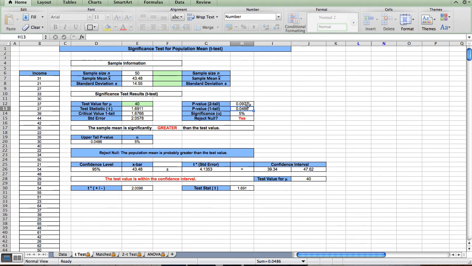This seems to disagree with my one-tailed significance result. However, confidence intervals are two-tailed. This particular confidence interval is based on plus or minus 2.0096 standard errors. And again, my test statistic was only 1.691. So the result is strong enough to be significant at the 5% level running a one-tailed test, but it's not strong enough to have two-tailed significance, which is why 40 is in my confidence interval.